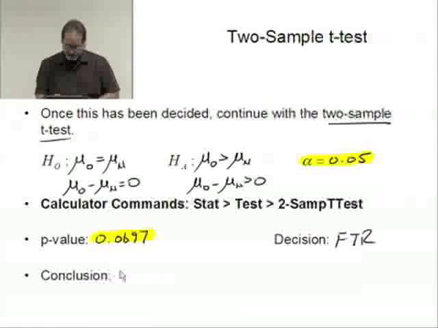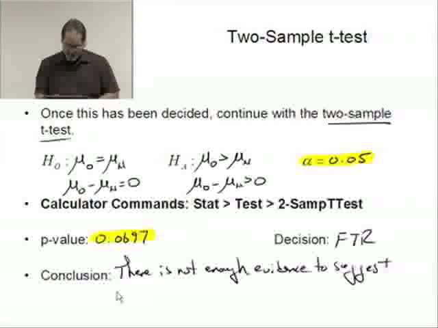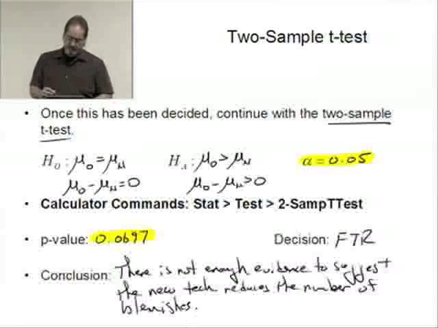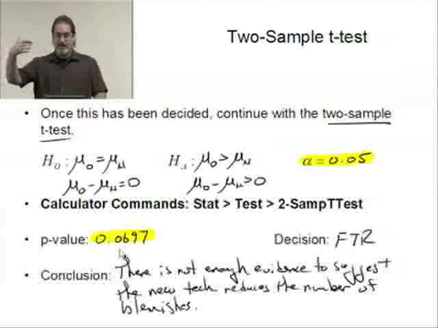The conclusion: there is not enough evidence to suggest the new technique or the new process, however you want to word it, reduces the number of blemishes. Not enough evidence. At least not with a significance level of 0.5. The p-value is 0.0697, basically 0.7. If you had a higher significance level that you're comparing it to, then you may come to that conclusion.